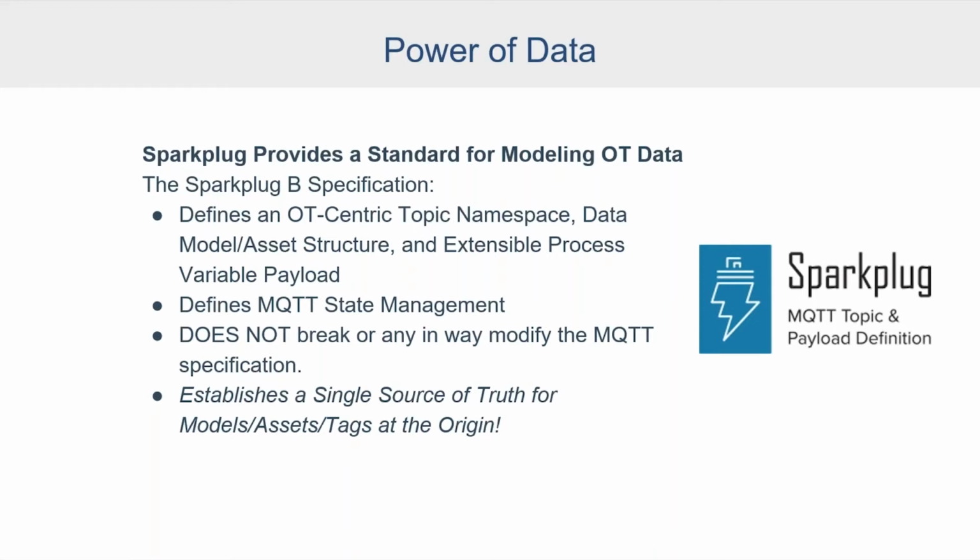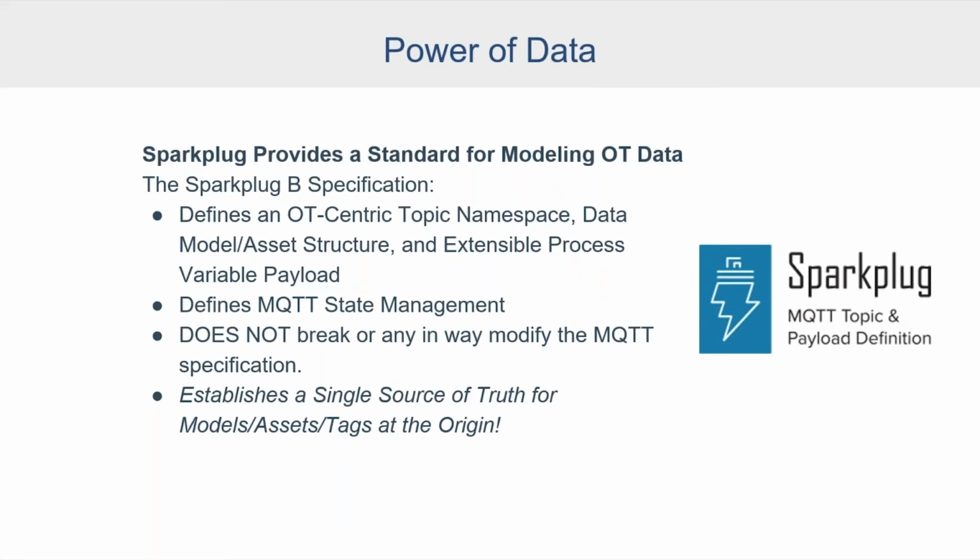And then within that, the other part of MQTT, you have your topic namespace, but then you have your payload. So MQTT Sparkplug defines the data model, the asset structure, and the process variables for the payloads that are being published in these MQTT messages. Now, Sparkplug does go a bit further. It helps us define the state so that we know the state of all of our MQTT devices at any point in time. And it really helps us establish that single source of truth, if you will, for anything that's going on in the enterprise.